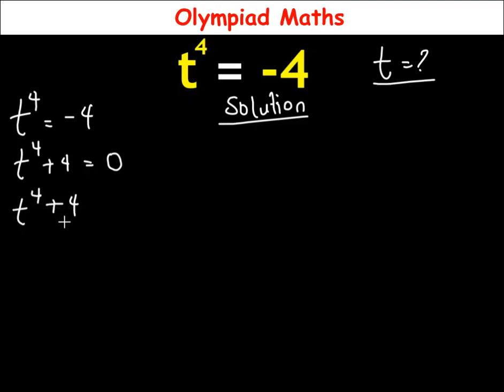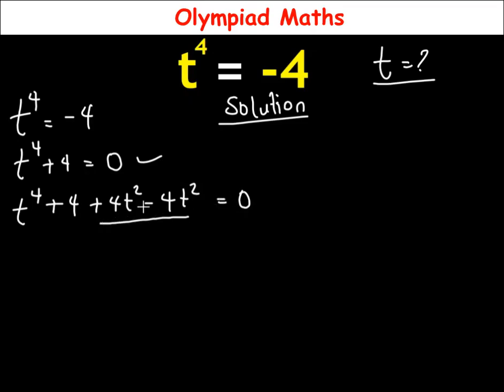Now at this junction, if we bring in plus 4t squared and minus 4t squared, plus 4t squared and minus 4t squared is equal to 0. So it does not in any way change the initial equation, which is t raised to the power 4 plus 4. So it's then equal to 0.